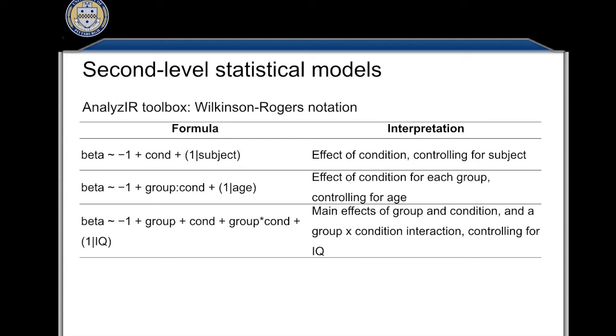In this case, this one is going to be grouped by condition. So it's going to give me an image for each condition and each group. So if I have three groups and two conditions, I'm going to end up with six total images that get spit out. In this case, it's treating age as a random variable. So you can have multiple random variables that can be either categorical or continuous.